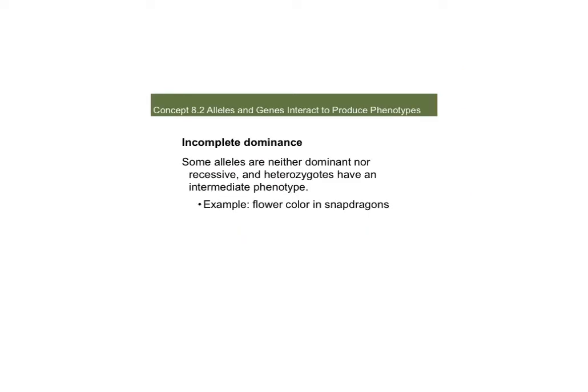Another form of non-Mendelian inheritance is incomplete dominance. In this case, these alleles are neither dominant nor recessive to each other, so heterozygotes are going to have an intermediate phenotype. I usually remember incomplete is in between, or incomplete is intermediate.